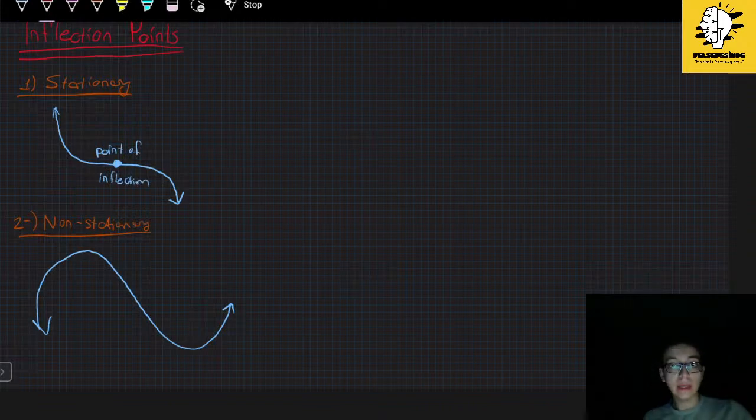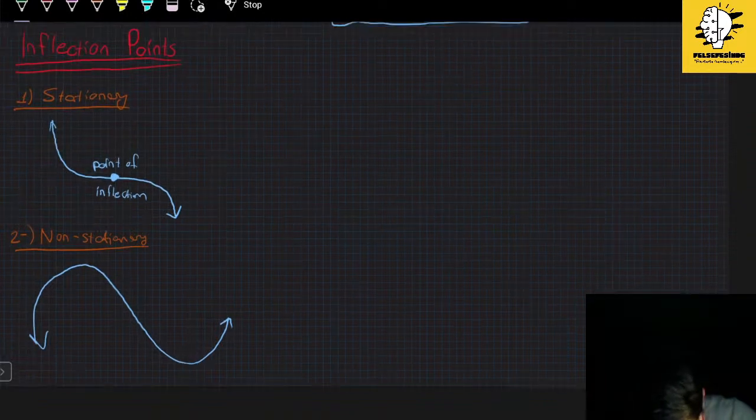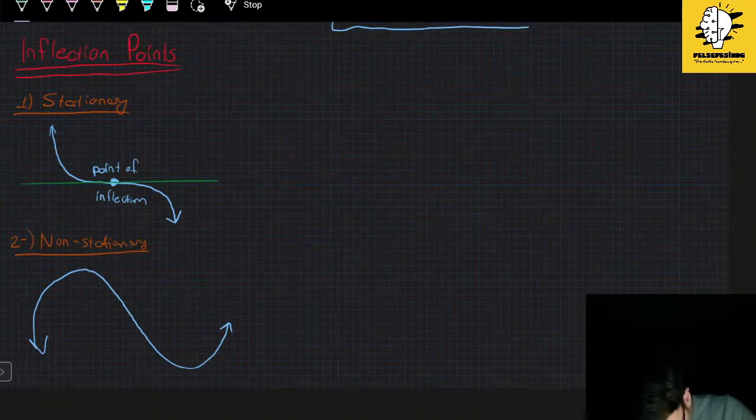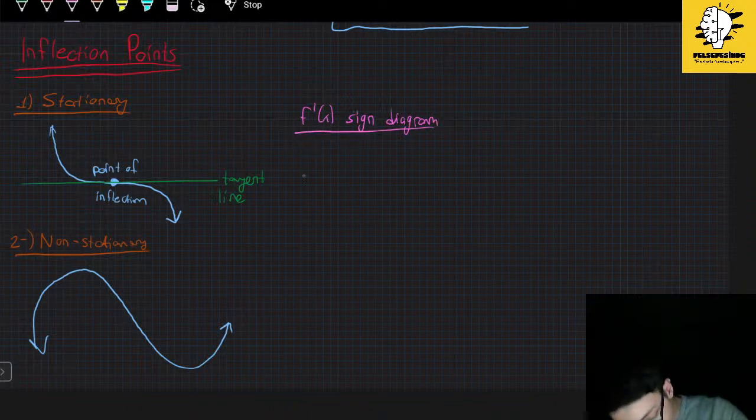Now, in a stationary point of inflection, the tangent at the point of inflection is horizontal, meaning that the tangent line here is horizontal. Hence, can we not say that our first derivative sign diagram looks something like this? Let's say it goes on like this, and this is f.